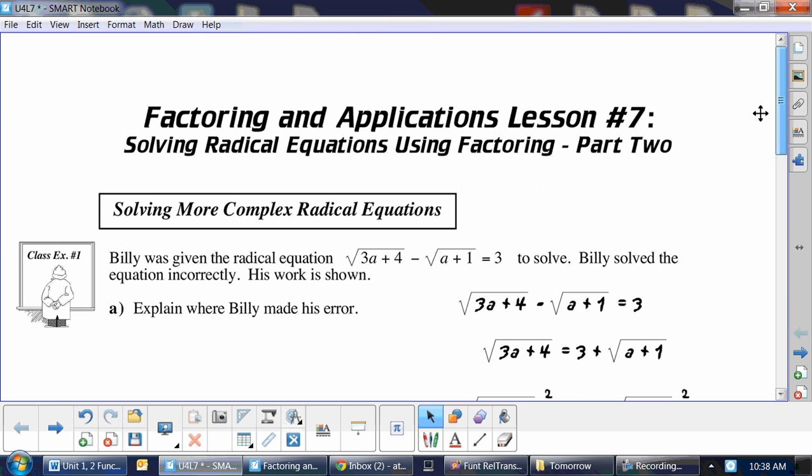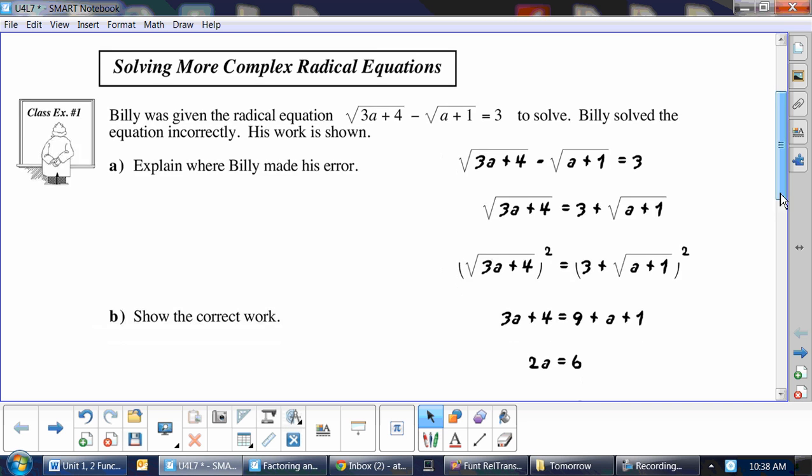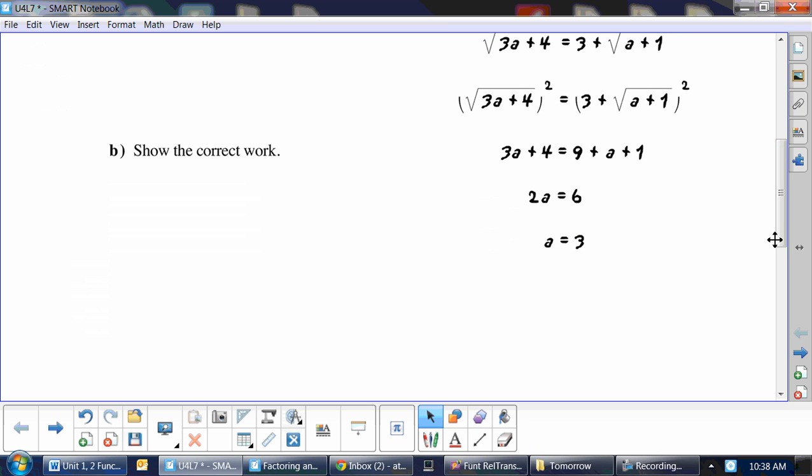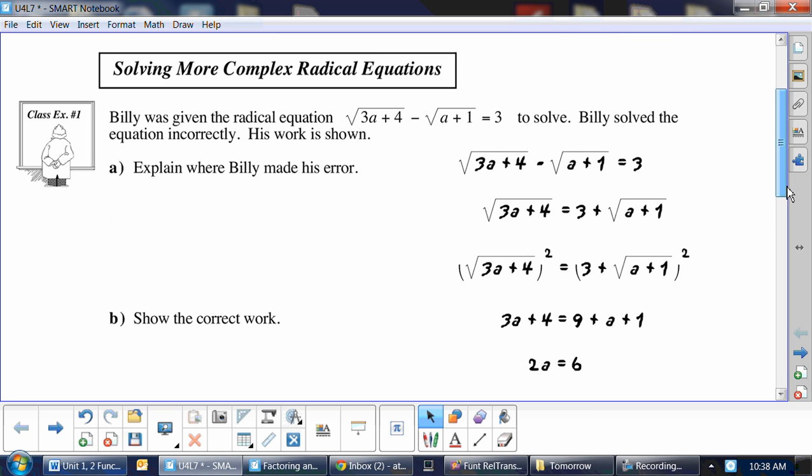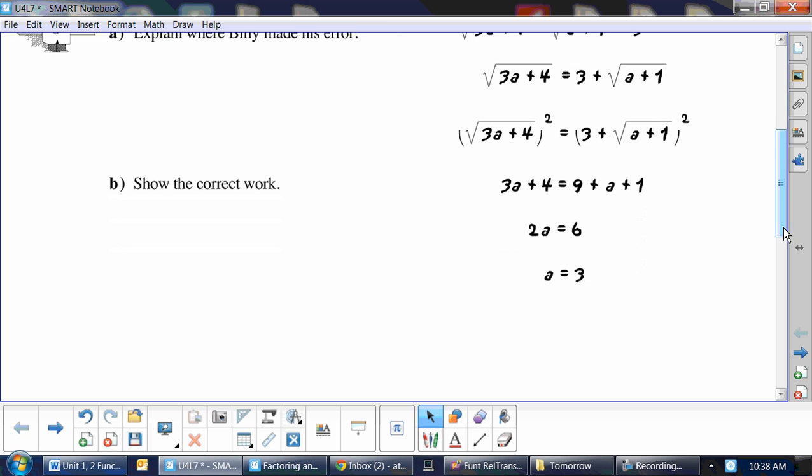Okay, so lesson 7, we're doing factoring again. We're doing everything the same as we did yesterday. You're just going to see that when you have two radicals, you kind of have to do the question again within mid-question. Now, here's the question that Billy did. So let's just write it down, actually.